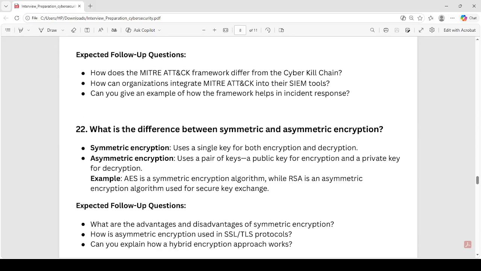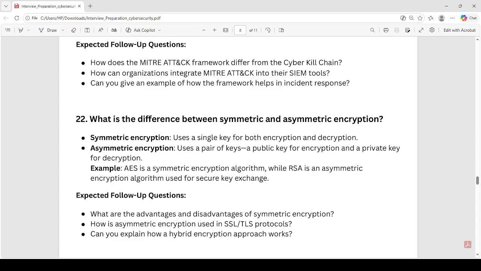Question number 22. What is the difference between symmetric and asymmetric encryption? Symmetric encryption uses a single key for both encryption and decryption. Asymmetric encryption uses a pair of keys, like a public key for encryption and a private key for decryption. Example: AES is a symmetric encryption algorithm, while RSA is an asymmetric encryption algorithm used for secure key exchange.